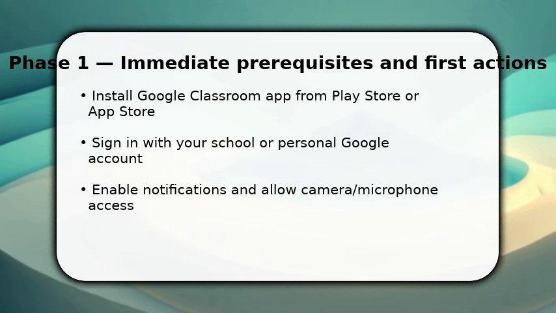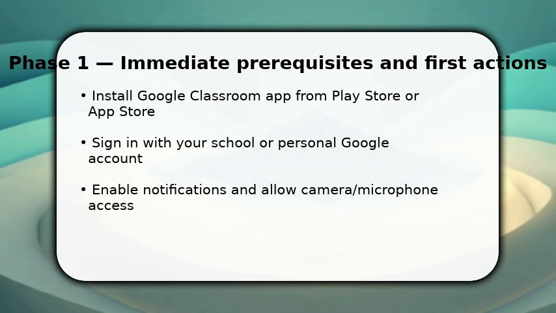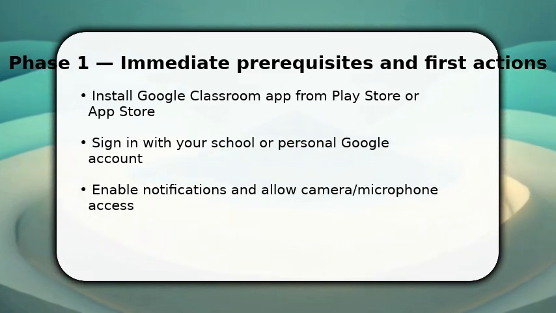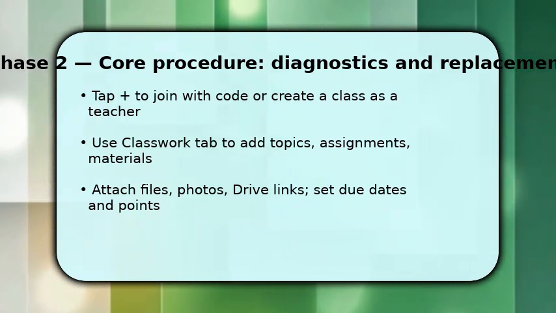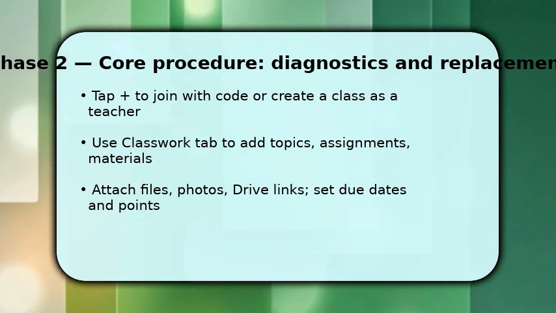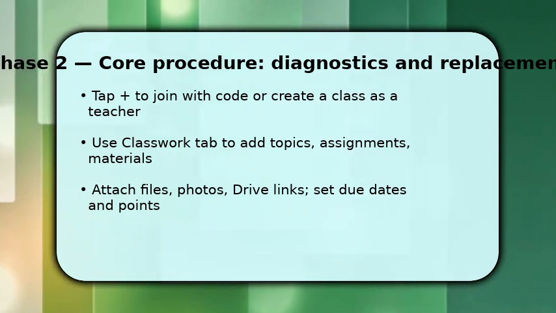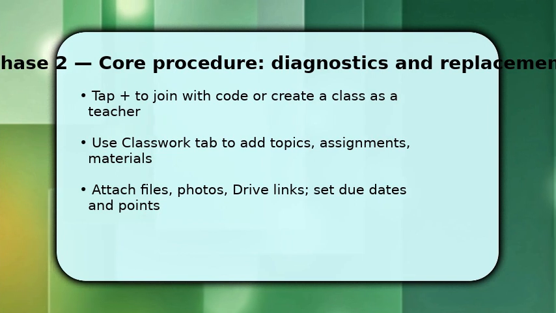If you have multiple Google accounts, pick the one tied to your classes. Switching later can confuse submissions and grades. Once you join or create the class, go to classwork and add structured content. Use topics to group units and make navigation simple. You can attach Drive files, upload photos, or add links. Drag and reorder items so students see essentials first.